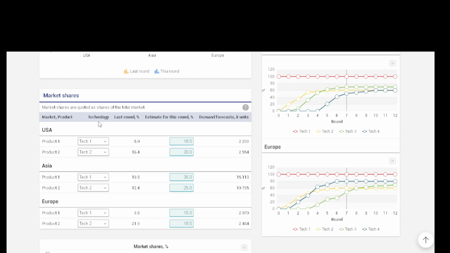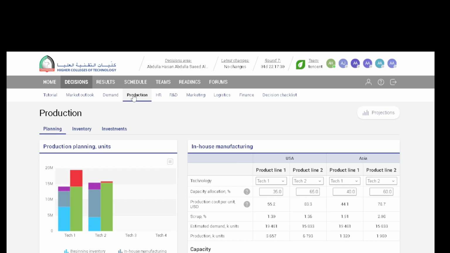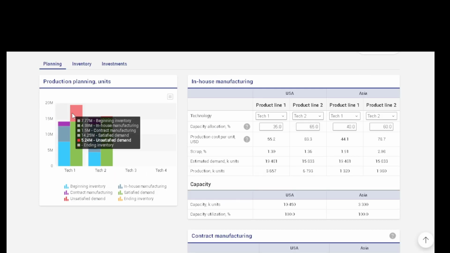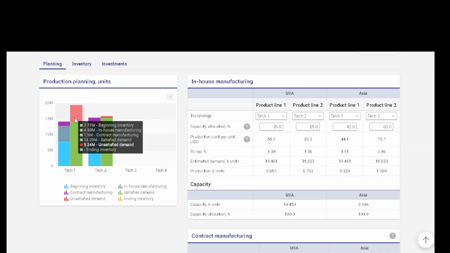Okay, so under the market shares, for me this round, once I start making my decisions, I'll use technology 1 and 2 as usual, because in all our markets, technology 1 and 2 are almost leading in sales. And then the next part that I want us to go through is the production part. And under the production part, you can see that we have some unsatisfied demand. So in making decisions, make sure that you don't have the unsatisfied demand.